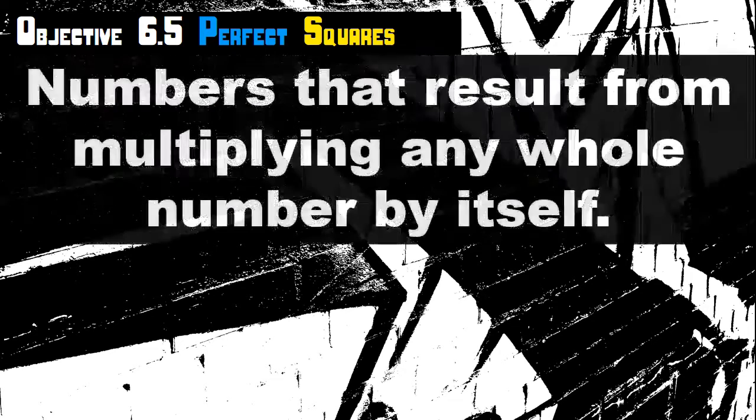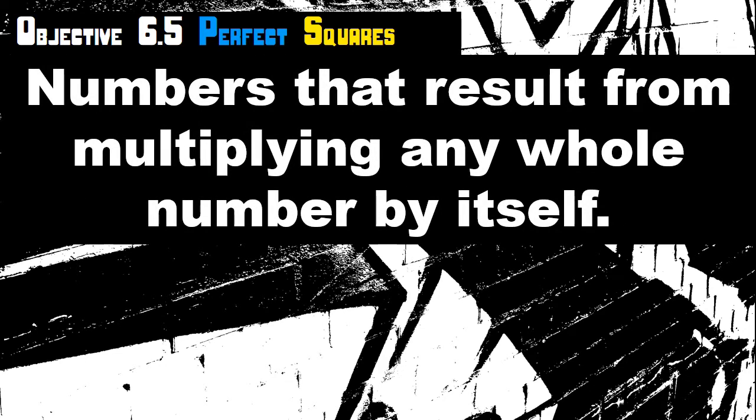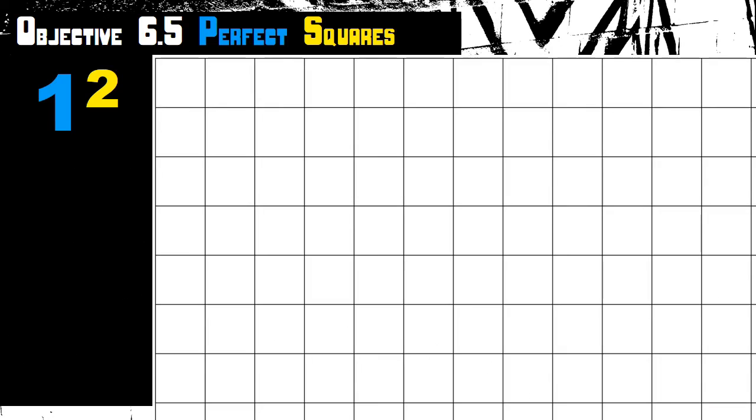For perfect squares, these are numbers that result from multiplying any whole number by itself. Now let's take a look at some examples of perfect squares.